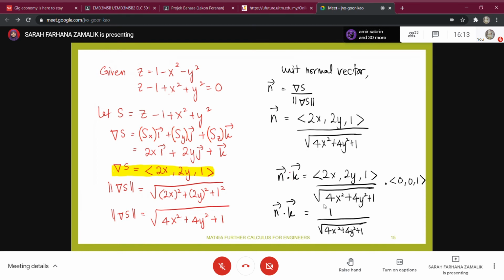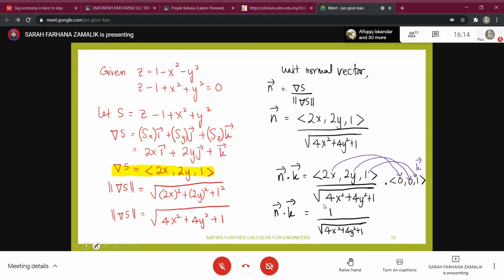Unit normal n dot with k. Boleh tulis macam ni. So ini untuk unit normal 2x, 2y, 1 dot with, yes, ini k. Sebab tu kalau nak tulis macam ni, dia mesti ada komponen untuk i dengan j. So 0, 0, 1. So you know yang mana awak multiply. So this one multiply, you get 0. This one multiply the component for i, you get 0. And then you left with for k only, which is 1 multiply with 1, you get 1. So unit normal n dot with k vector, this one you get, okay.